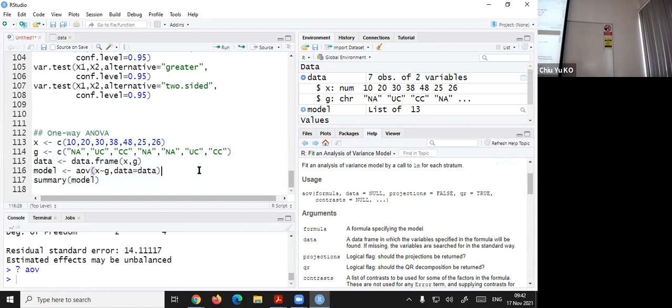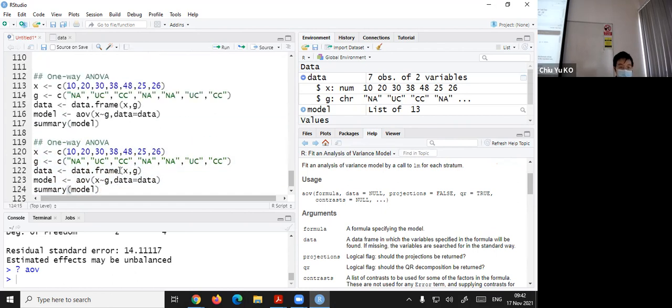Is that fine? Okay. Then we will do a two-way ANOVA. That was also relatively easy. We have two-way ANOVA.